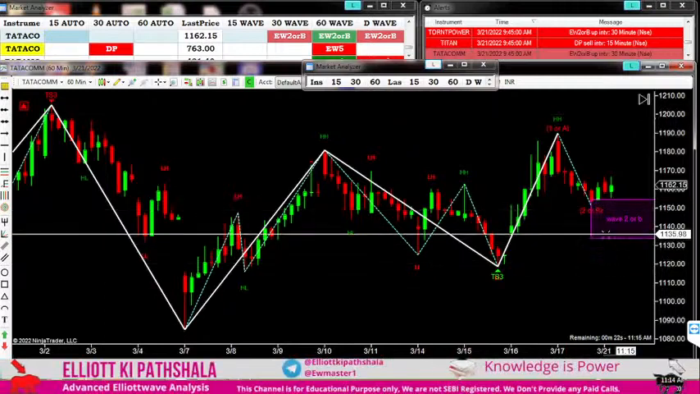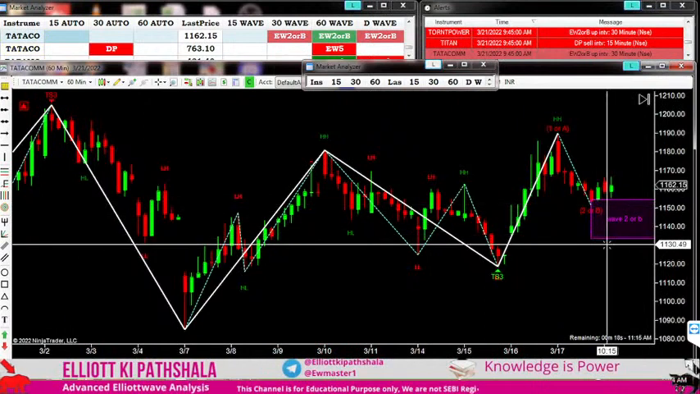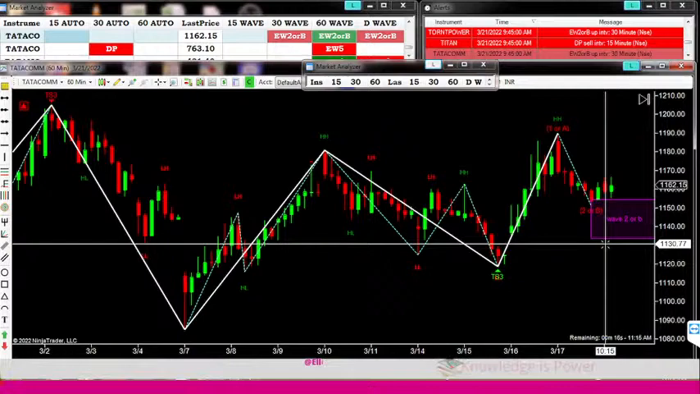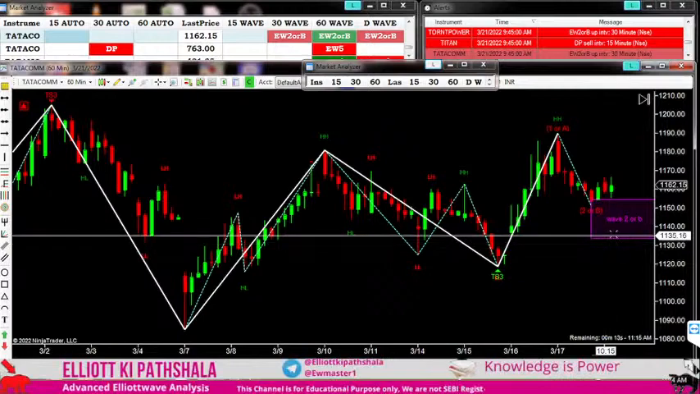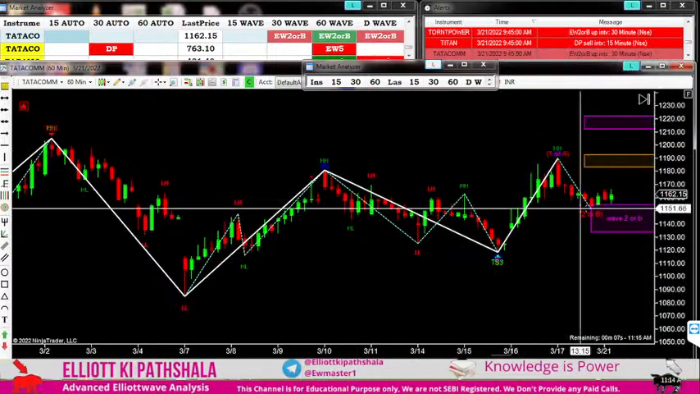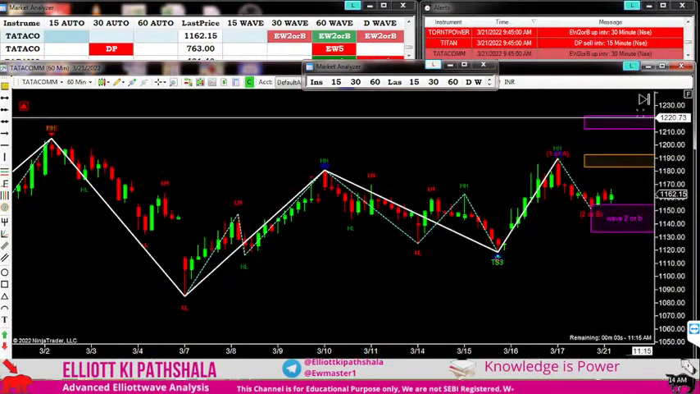If it is not sustaining, then we can expect a completion of this wave 2 zone. From here we will see again a reversal setup. From there we can look for a buying opportunity for a target. What could be the target? Target also I know in advance. If it is sustaining this level, then I can see the target can be at this zone.